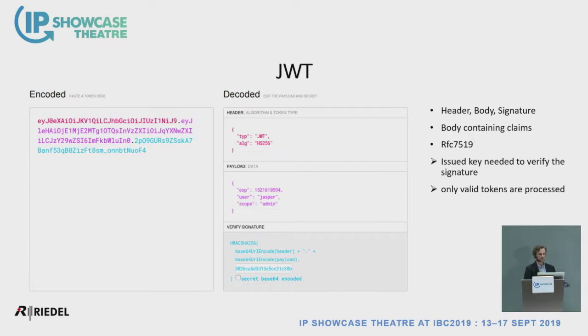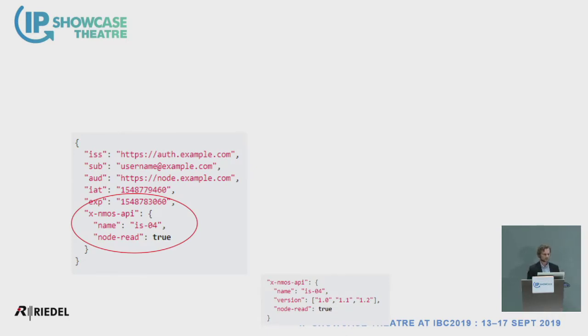What does a JSON Web Token look like? It's an encoded bit which just travels in front of the payload of your IS-04 or 05 or 08 payload. And if you decode it, it has a header, a payload, and the signature that you can verify against. And the payload part is the interesting bit, because there you can define the scope. So what is the token actually able to unlock?